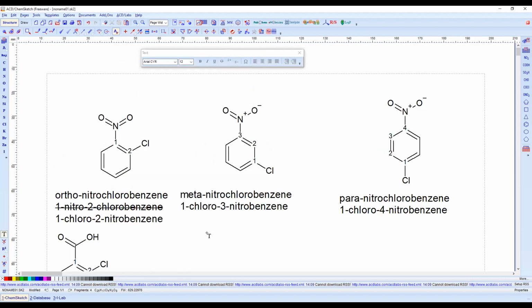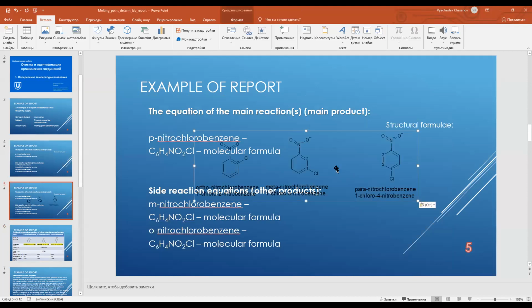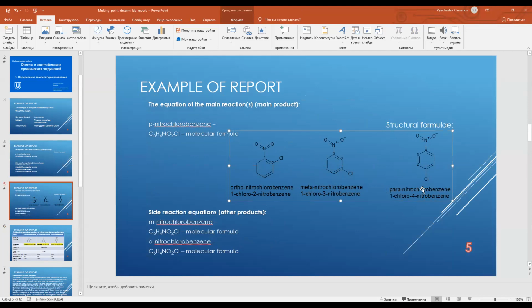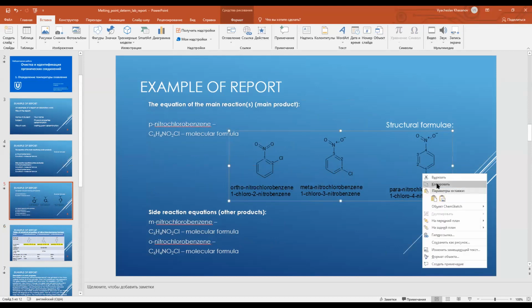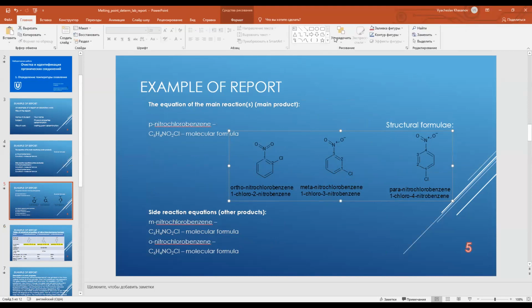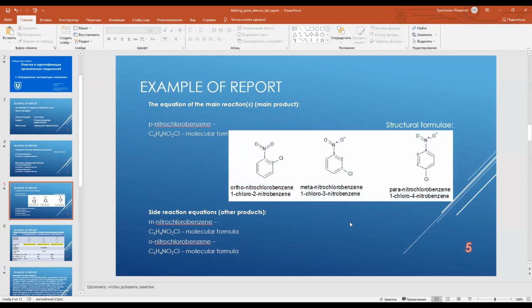So for such substances, that's all. Now we have all the substances which are needed for our task. We should select all and paste them in our report. In this slide we could add the substances. I can also add some background to better see those.